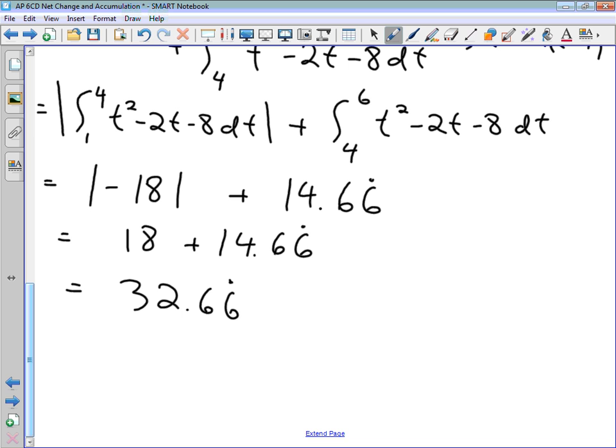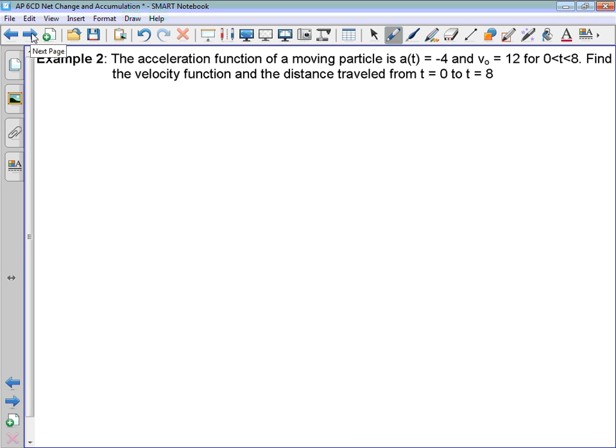So I got one more example here, I think, involving position, velocity, and acceleration. We can take a look at this here. So example 2 here. The acceleration function of a moving particle is, a is a function of t equals -4, and they tell us that the initial velocity is 12, and that t goes from 0 to 8. So they're basically telling us v at 0 equals 12. Find the velocity function and the distance traveled from t equals 0 to t equals 8.